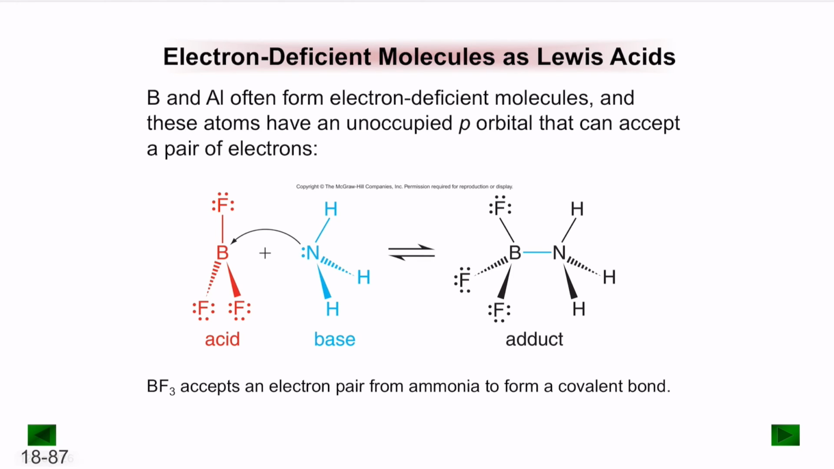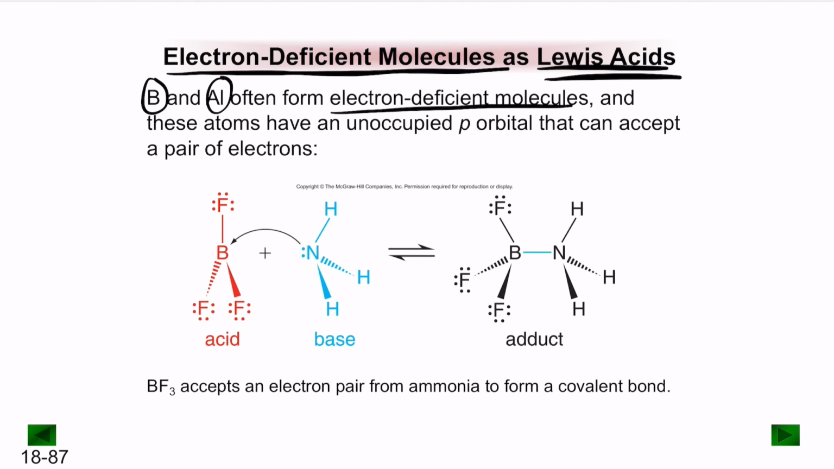So let's take a look at specific forms of Lewis acids. Most commonly, electron deficient molecules act as Lewis acids. When you take boron and aluminum, these electron deficient molecules always have an unoccupied p orbital, and they are always ready to accept a pair of electrons.